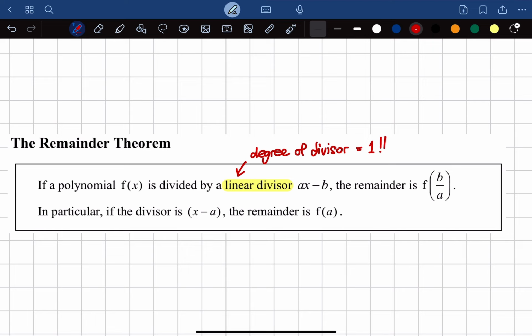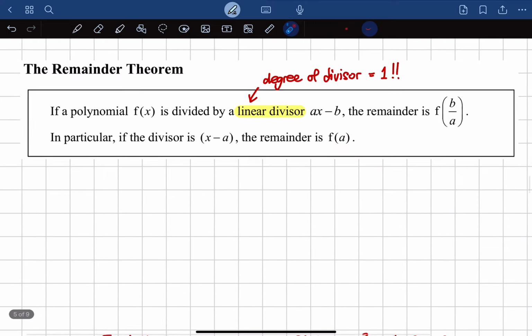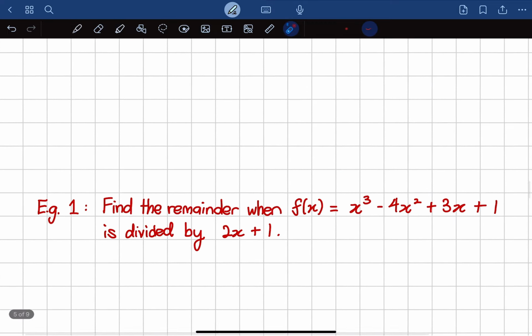Any linear divisor can be represented in this general form, ax minus b, whereby a and b are just constants. If I want to find the remainder, I simply need to sub x equals b over a. And if the divisor is simply x minus a, I just need to sub x equals a. So let's see how we apply this remainder theorem to polynomials. Let's look at example 1.